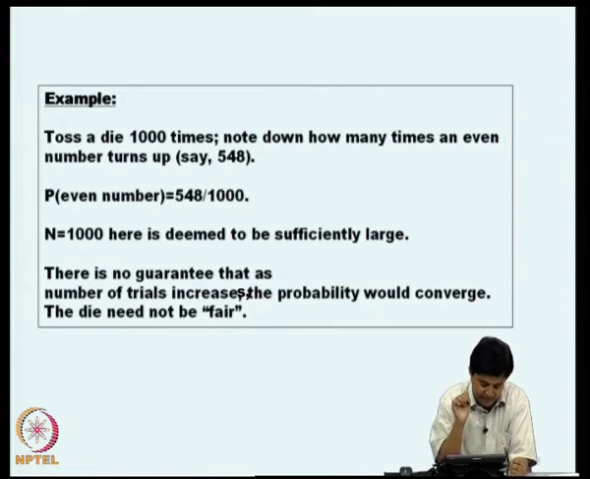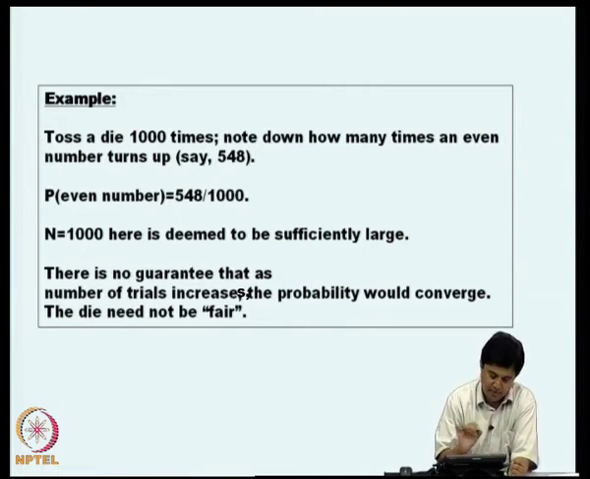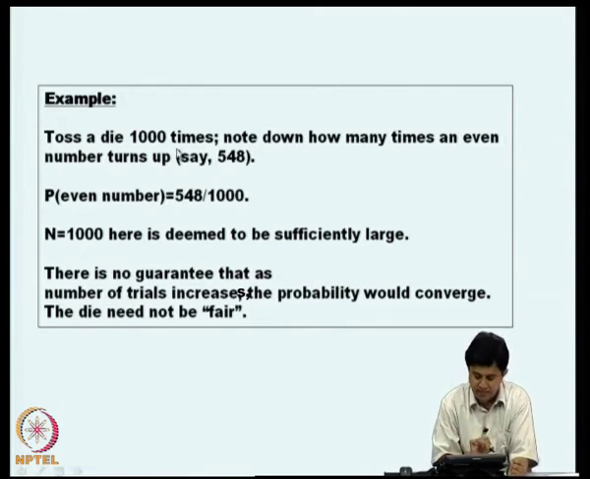To clarify what I said just now, we will run through an example. Toss a die 1000 times, note down how many times an even number turns up, say we get 548. So, the probability of an even number is 548 divided by 1000. Now, here 1000 is deemed to be sufficiently large, therefore, this is an acceptable estimate for the probability of an even number.